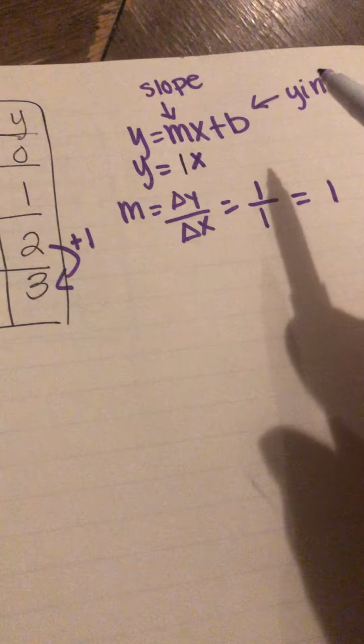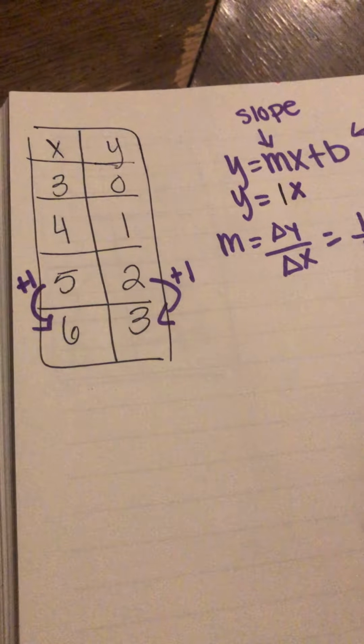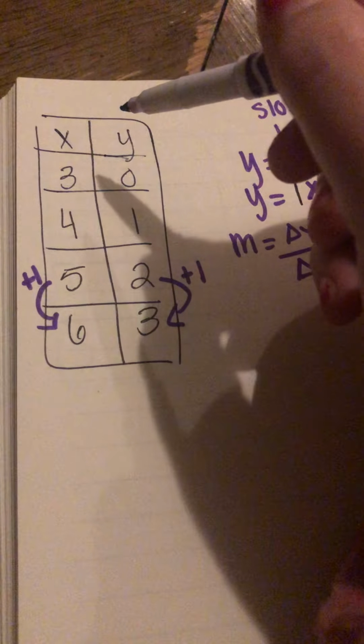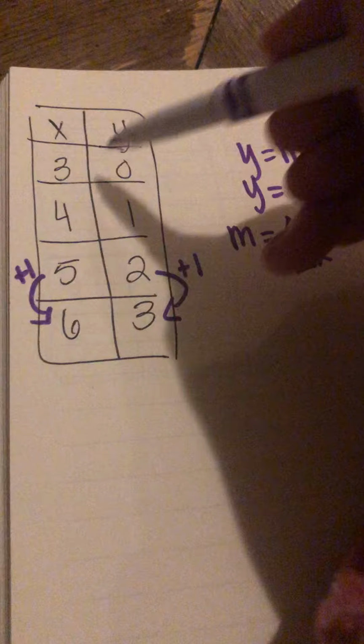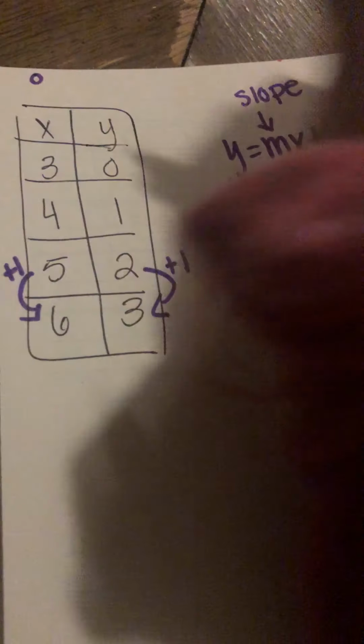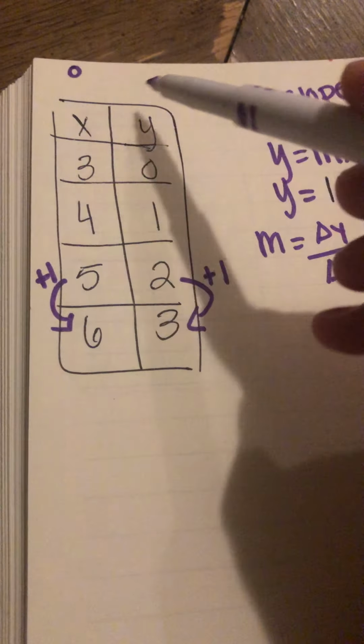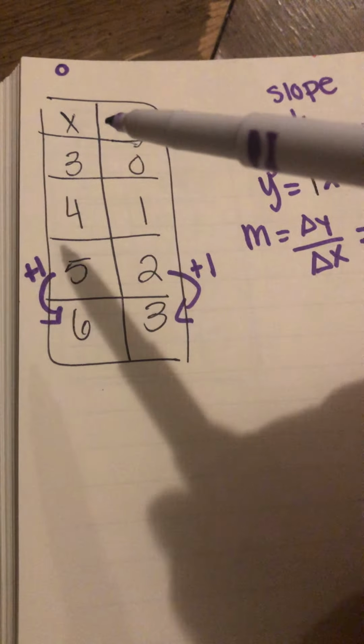My b is my y-intercept. Now, to figure out your y-intercept, you have to figure out where x is 0. Well, there's no 0 on the x, okay? There's a 0 on the y, but just because there's a 0 on a y doesn't mean anything. So I need to figure out where x is 0. Wherever x is 0, the number beside it will be my y-intercept.